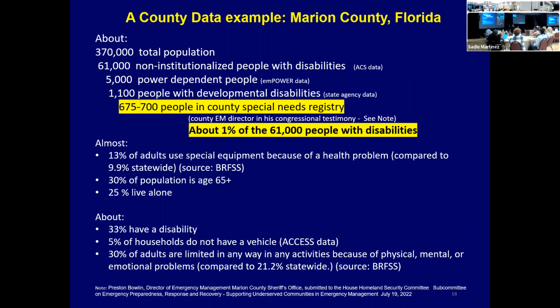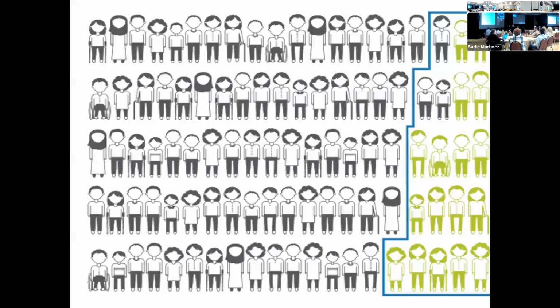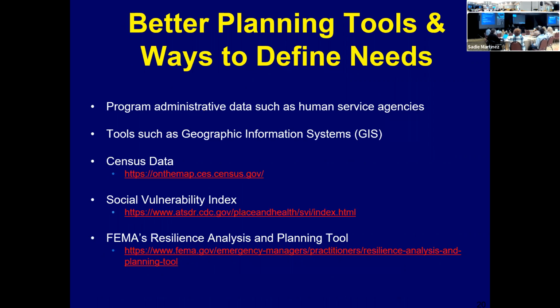And this is pretty typical. This is not one example of something. This is very typical of one of the problems. So in terms of who may need help, it's a very small slice of the pie here. Very small slice. There are better ways.